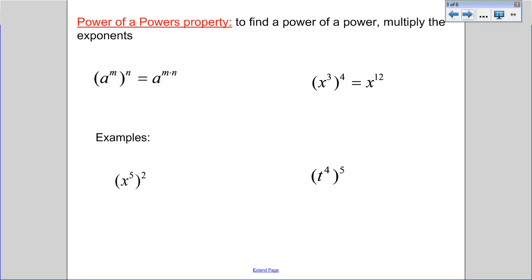All right, now we're going to take a look at the power of a power. So now you have something with an exponent being raised to another exponent. What it says here is, to find the power of a power, you're going to multiply the exponents. If we have a to the m being raised to the n power, we're going to multiply those, m times n. All right. So if we use that rule here, what's 3 times 4?